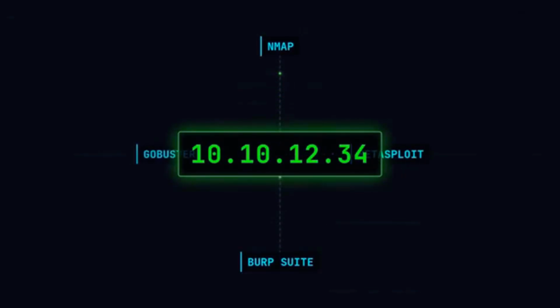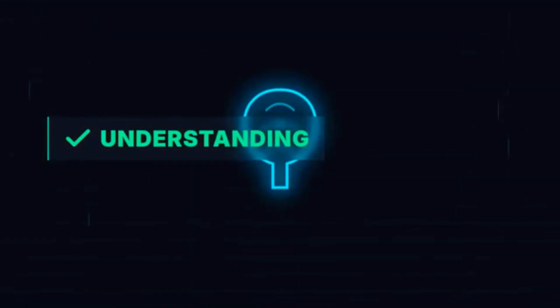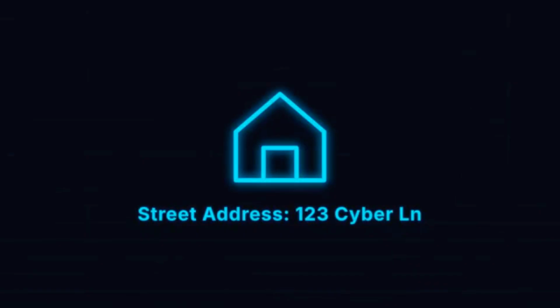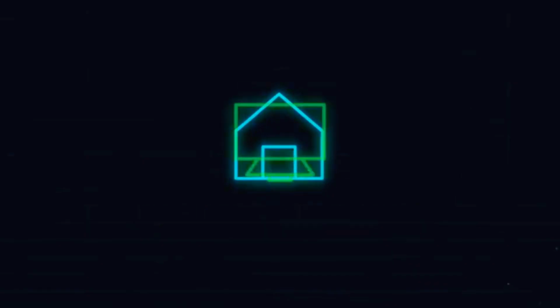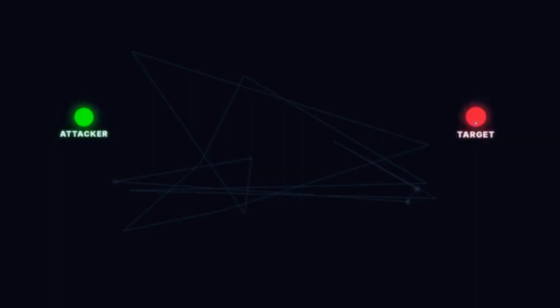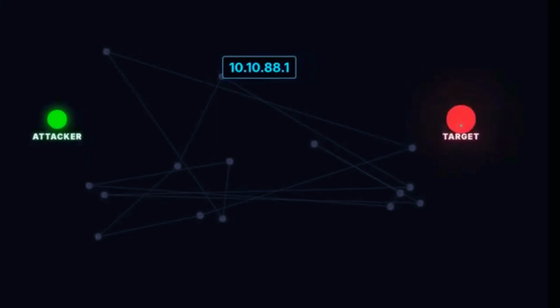Every tool you use, you point at that IP. Quick explanation, because I don't want you just copying, I want you understanding. An IP address is just a location on a network, like a street address for a computer. When I say point your tool at the target, I mean send it to that IP. That's how your attacker machine finds the target machine across the network.